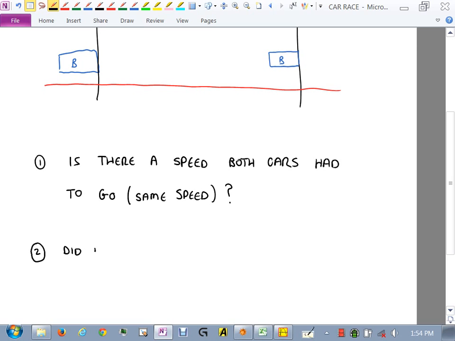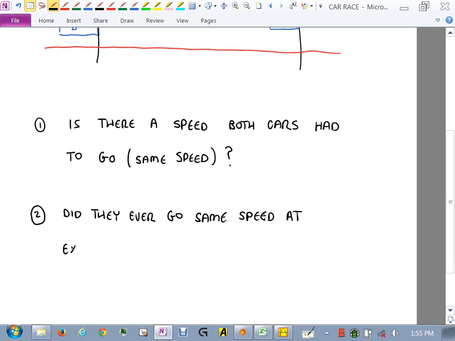Question 2. Did they ever go the same speed at exactly the same moment in time? Hold on. But not at the start or finish.